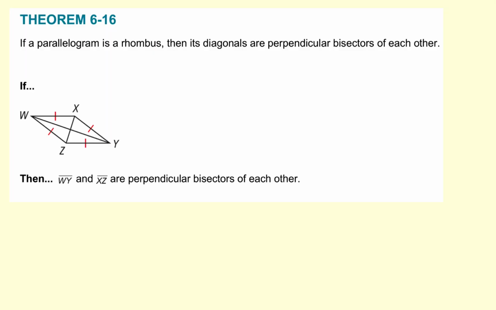And that's what the theorem says here. If a parallelogram is a rhombus, then the diagonals are perpendicular bisectors. Now they have to bisect each other because in parallelograms, the diagonals bisect each other, and now we notice that this is also a right angle.